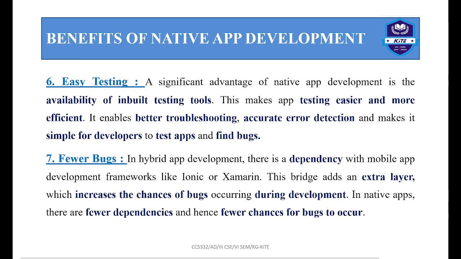Fewer bugs. There is a dependency on mobile app development frameworks like Ionic and Xamarin. This bridge acts as an extra layer which increases the chances of bugs during development time. So in the native app, there are fewer dependencies and hence fewer chances for bugs to occur.